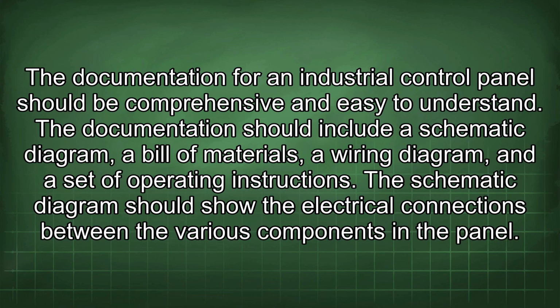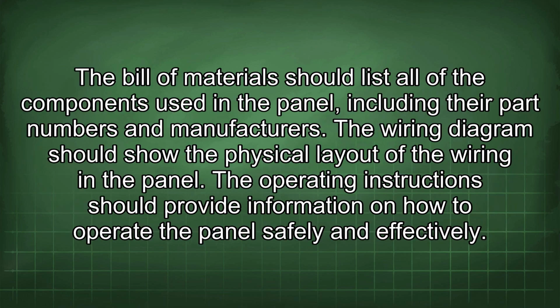The documentation for an industrial control panel should be comprehensive and easy to understand. The documentation should include a schematic diagram, a bill of materials, a wiring diagram, and a set of operating instructions. The schematic diagram should show the electrical connections between the various components in the panel. The bill of materials should list all of the components used in the panel, including their part numbers and manufacturers.